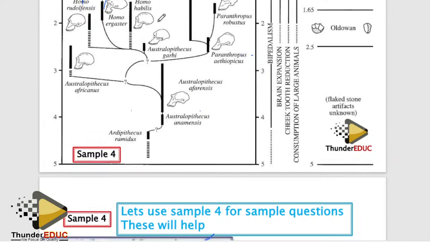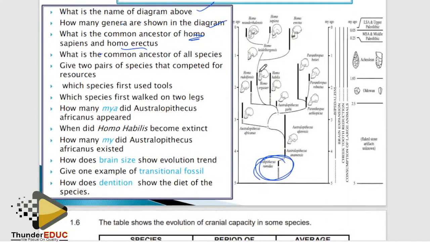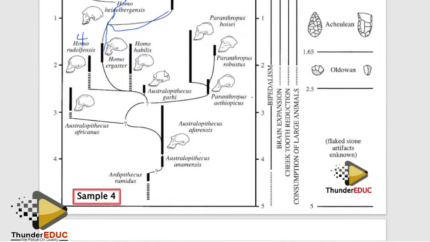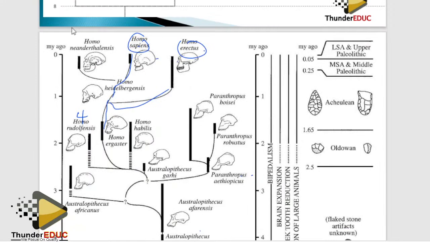Then the next one is, give 2 pairs of species that competed for resources. When they say 2 pairs of species that competed for resources, they're talking about 2 species which lived at the same time.